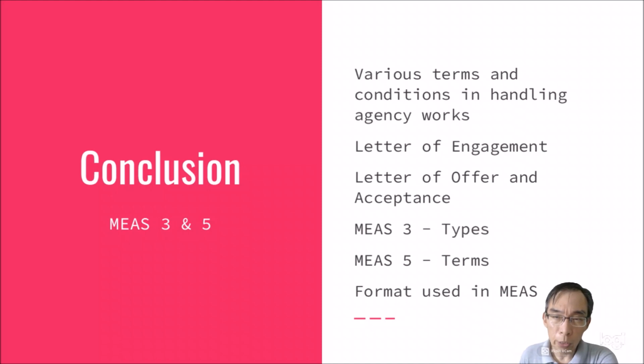So my conclusion on MEAS 3 and 5 read together is that there are various terms and conditions in handling agency work. It is spelled out in the letter of engagement and also the letter of offer and acceptance, or in other terms the agreement to purchase. And therefore, the types of engagement have an impact on the terms and conditions of the engagement as well. So there is a standard format given in MEAS that I have gone through with you just now.